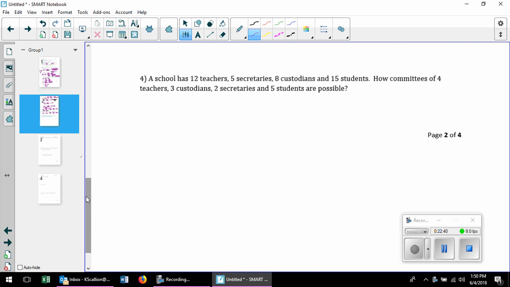A school has 12 teachers, 5 secretaries, 8 custodians, 15 students. How many committees of 4 teachers, 3 custodians, 2 secretaries, and 5 students are possible?